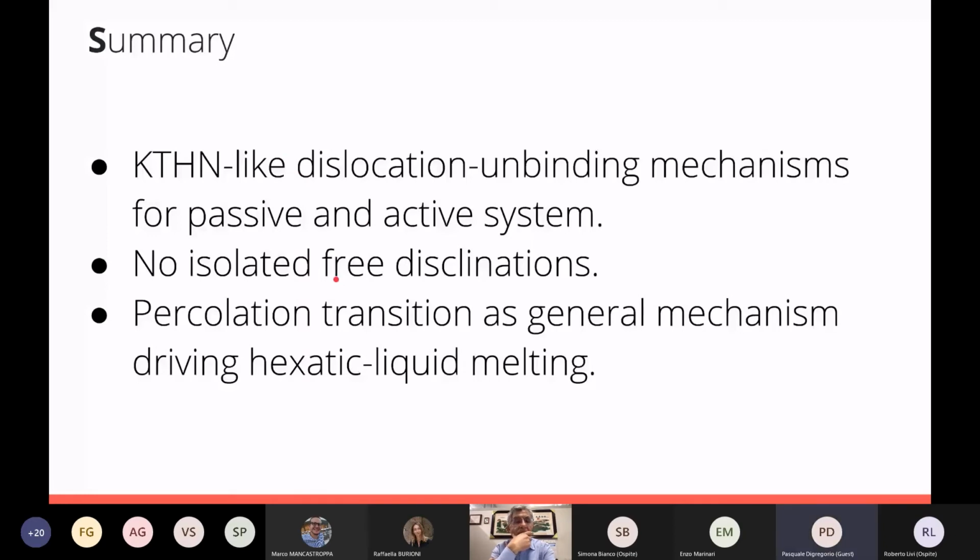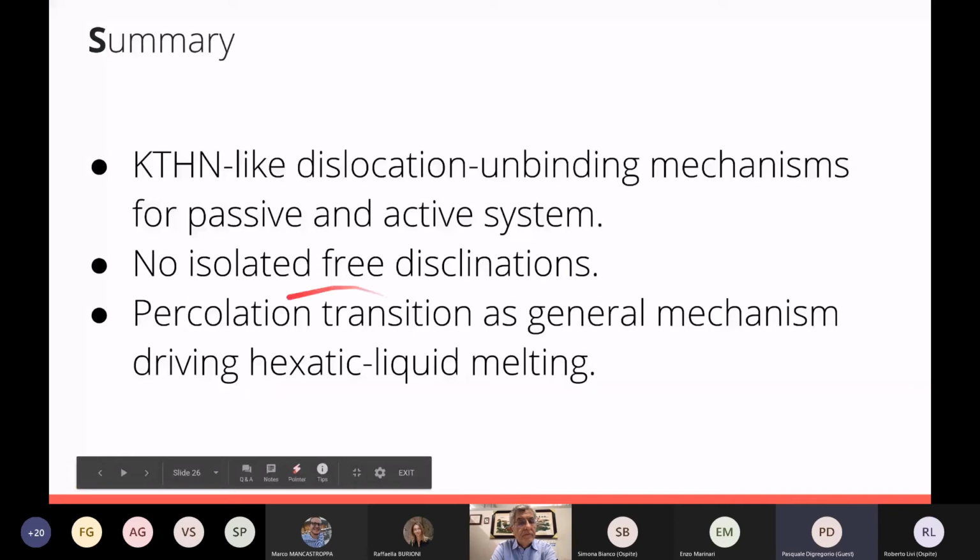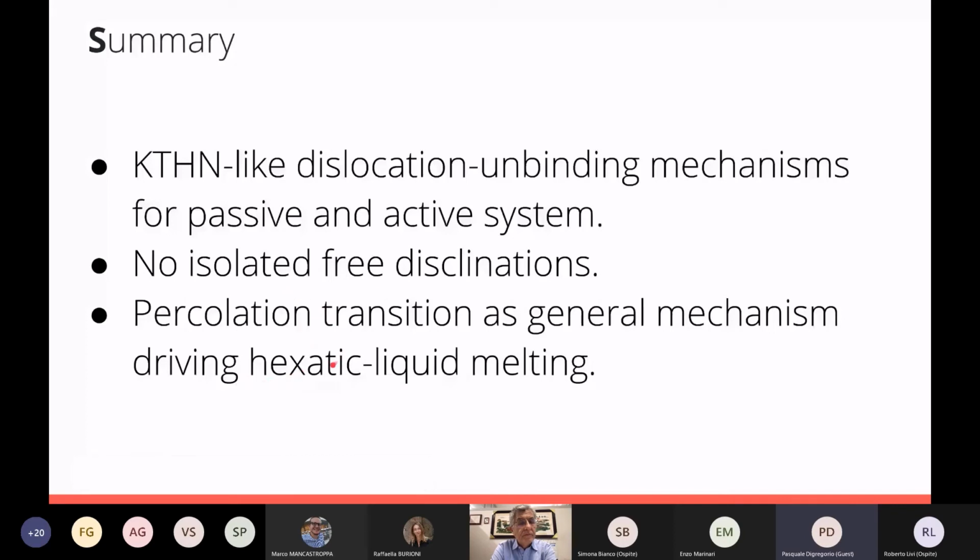But for the hexatic-liquid phase transition, we do observe a percolation critical point, which is strongly related to the hexatic-liquid phase transition, and can with all generality be associated to this kind of hexatic-liquid melting. So with this, I conclude, and I thank you for the attention.